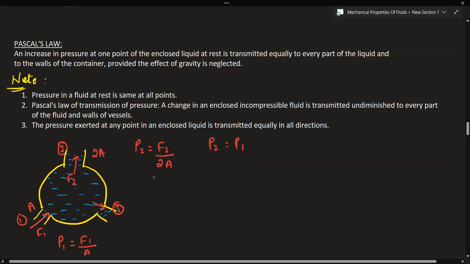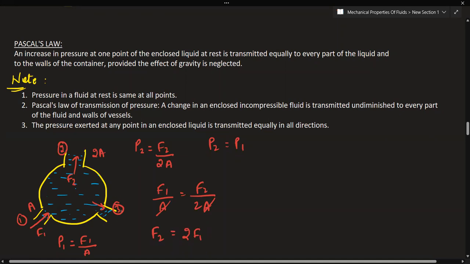So now, can I write the value of P1 instead of P2? What would it give me? F1 by A is equal to F2 by 2A. So A would get cancelled. So the second force is twice the first force. Yes, the second force is twice the first.